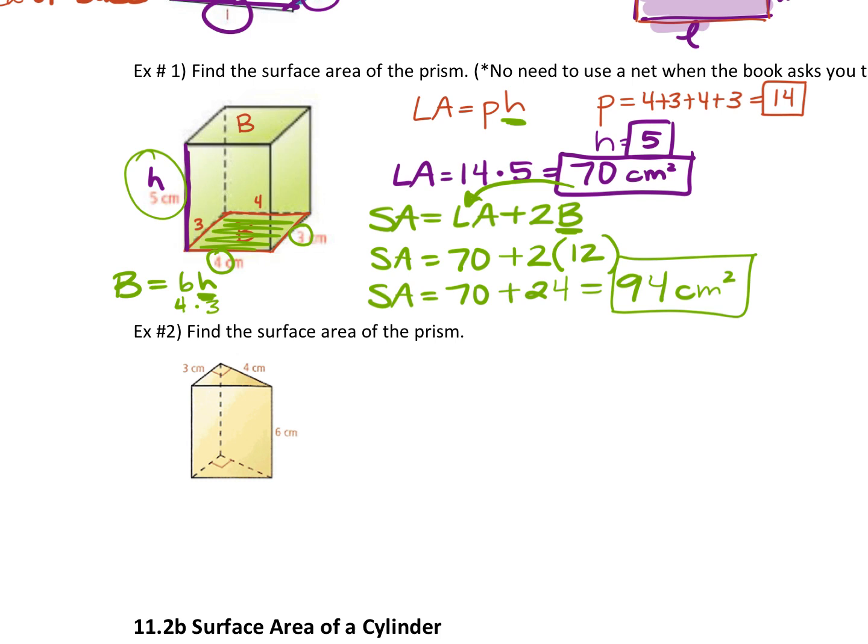How do I find H? How do I find B? How do I find P? What are those? So just as you're doing the homework, ask yourself those questions as much as possible, okay?